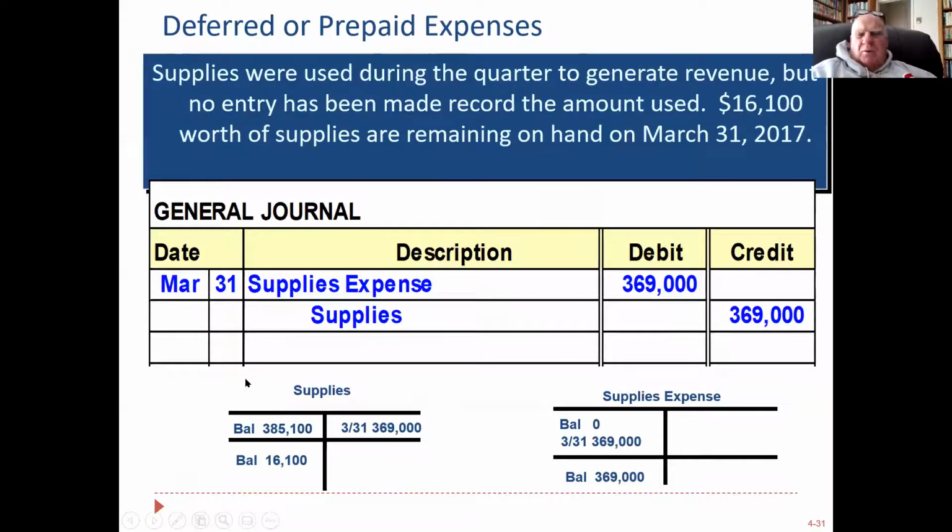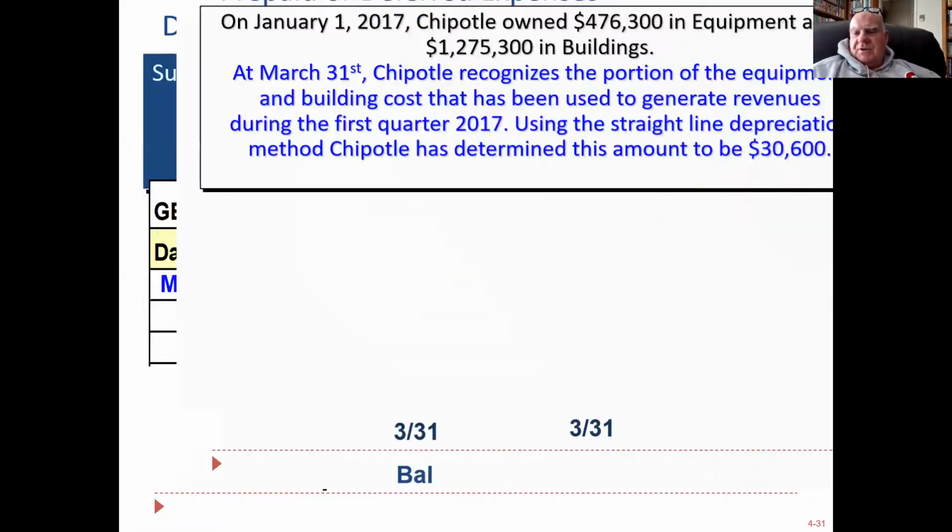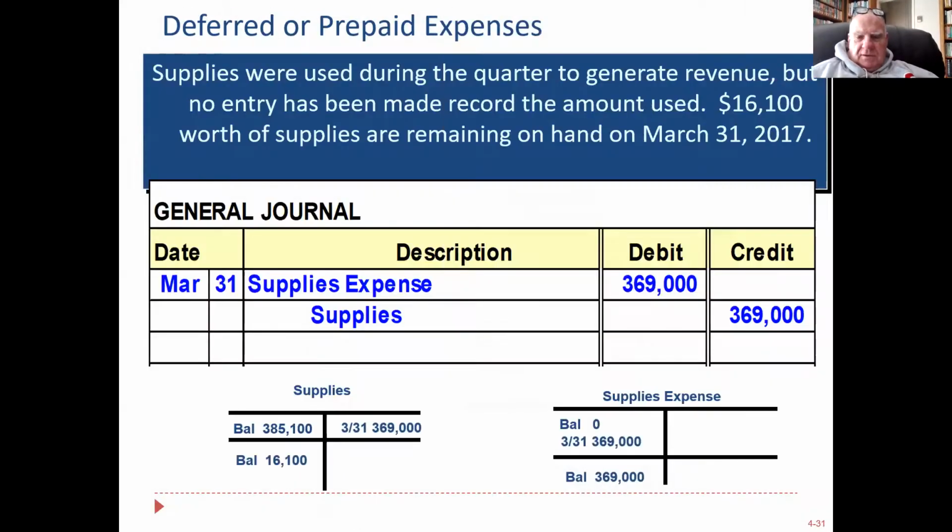And this really should be called prepaid supplies. When you see the word supplies by itself, that's the asset, prepaid. And when you see expense afterward, I'm sorry, keep clicking on this thing. Okay. So here we had to take that 385 and subtract 16,100 to come up with the expense of 369,000. Huh? Remember, that's 369 million. It's a big company, Chipotle's.